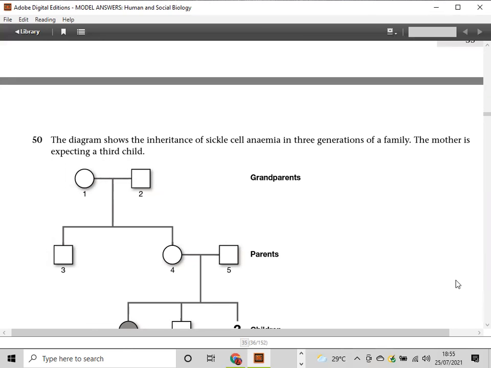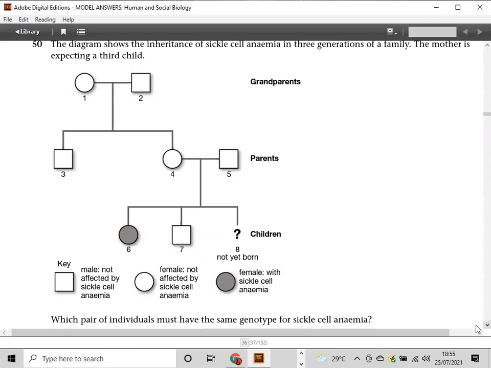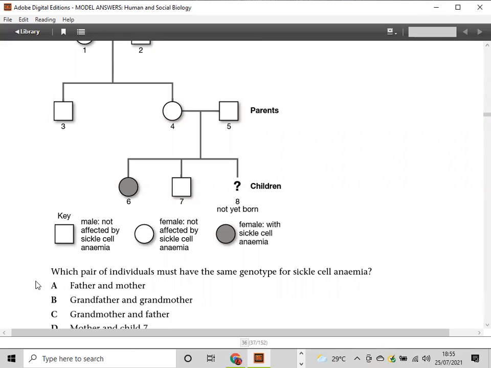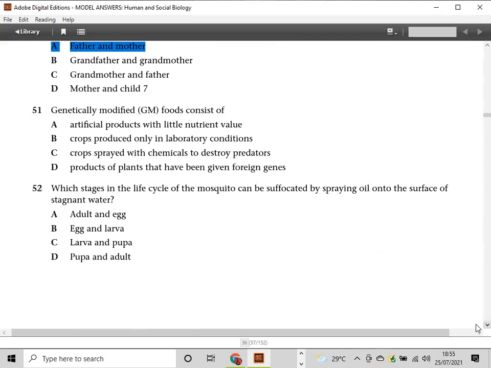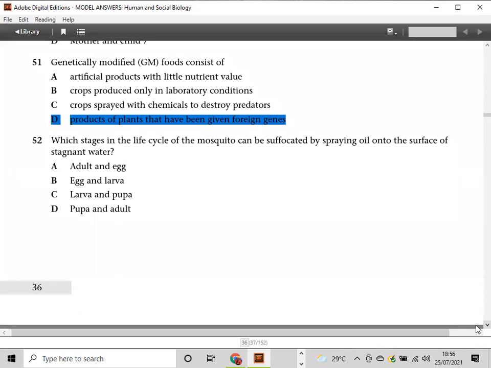So 50 is, go slow so you can see it. That's the father and the mother, so that's A. 51, genetically modified foods consist of D, products and plants which have been given foreign genes. We want 52, which stage in its life cycle must be suffocated by spraying oil onto its surface, and that is the larva and the pupa.